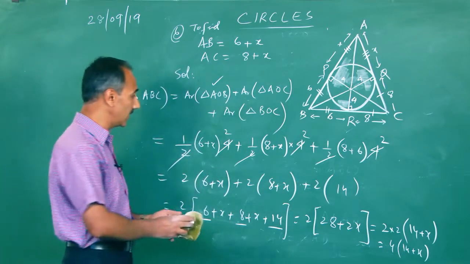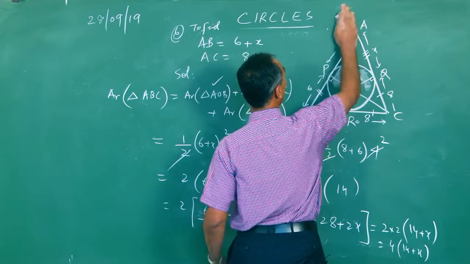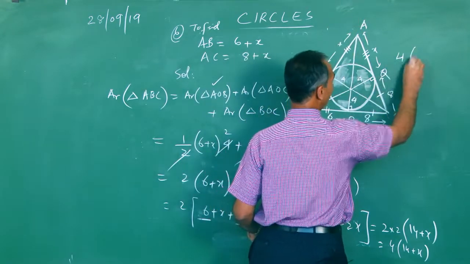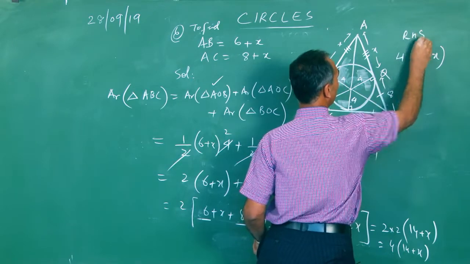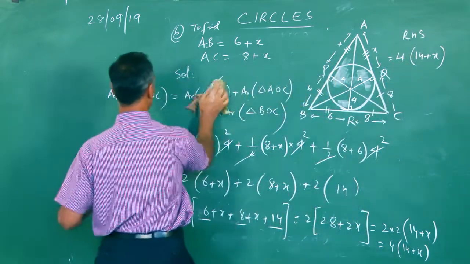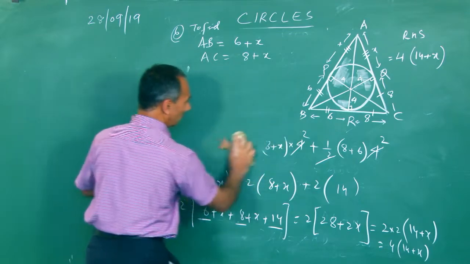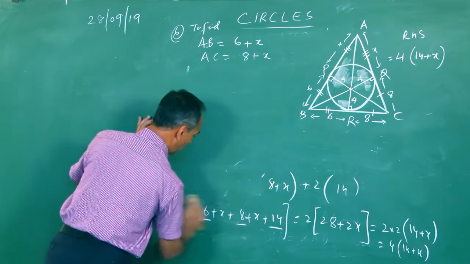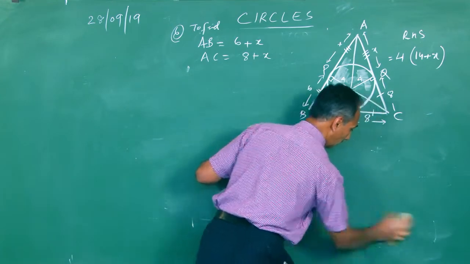But do remember the right hand side we got 4 times. I will just save it here. For convenience sake, 4 times 14 plus x is my right hand side. Okay, so we'll rub this part. Now we'll move on to the left hand side, which is to be done using Heron's formula.